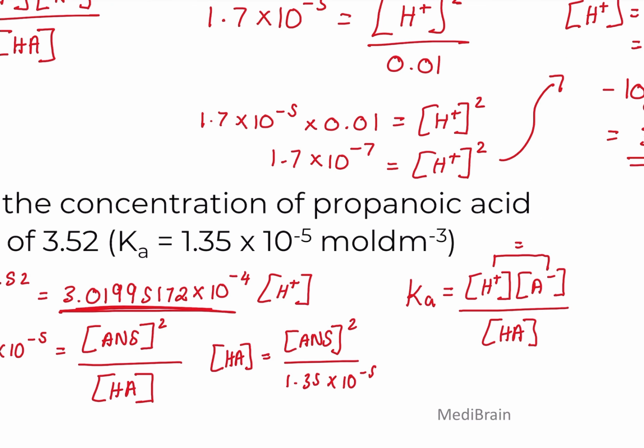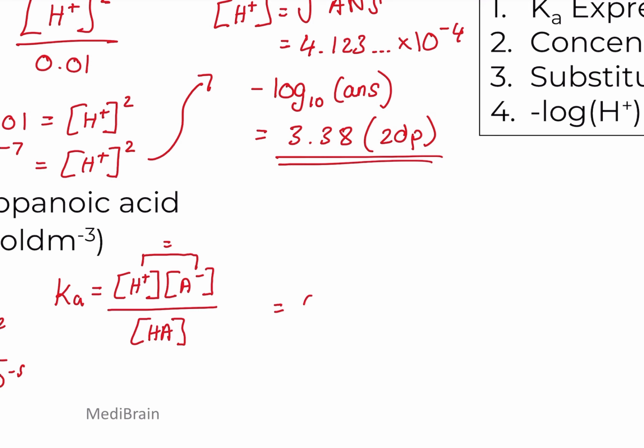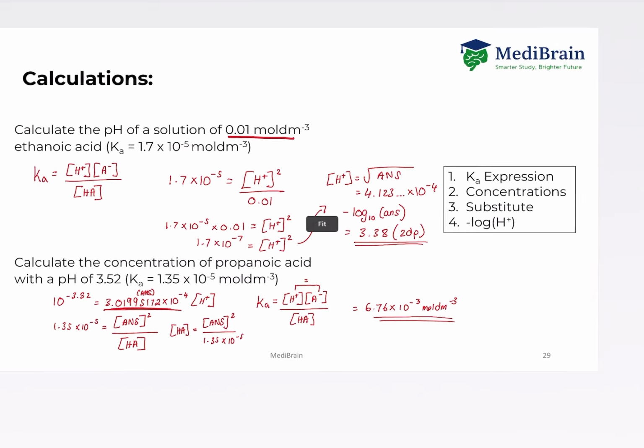Now remember the answer is just this over here, just to make that a bit clear. So we're going to have answer squared over 1.35 times 10 to the power of negative 5, and that's going to give you an answer of 6.76 times 10 to the power of negative 3 mole per dm cubed for our concentration of acid.